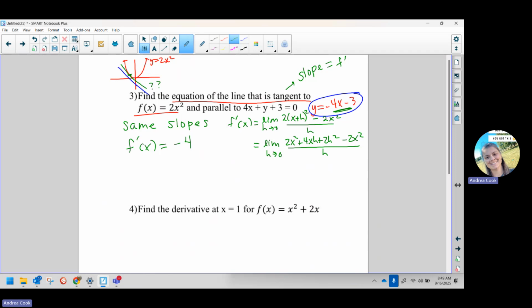Do you have a question? No? Not right. So 2x squared minus 2x squared cancels out. Do you see that I'm going to be able to reduce an h also? Yes. So my derivative is the limit as h goes to 0 of 4x plus 2h. When I plug in 0 for h, I just get 4x.